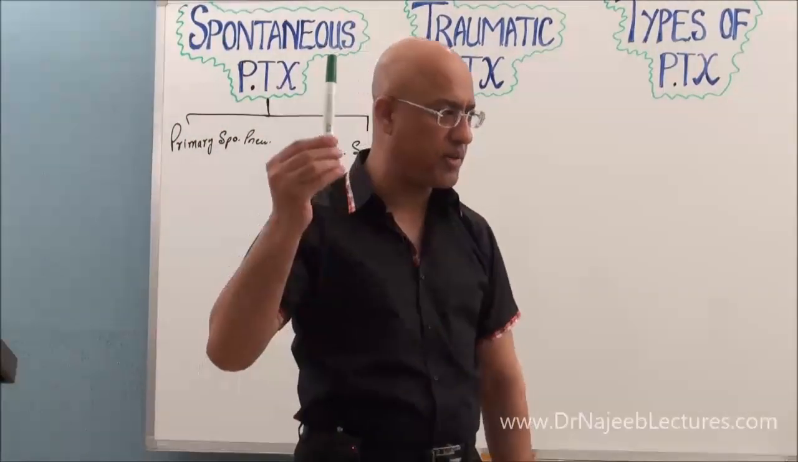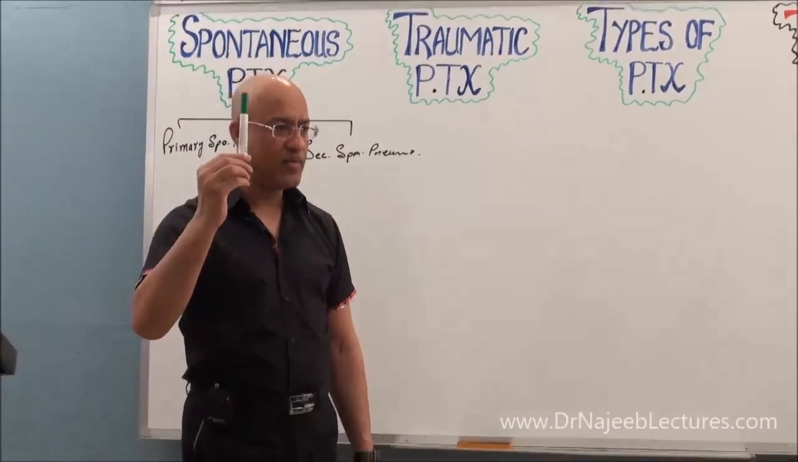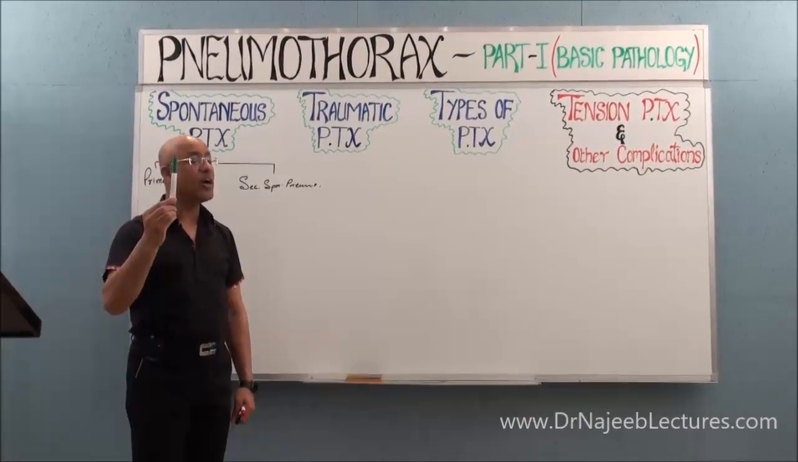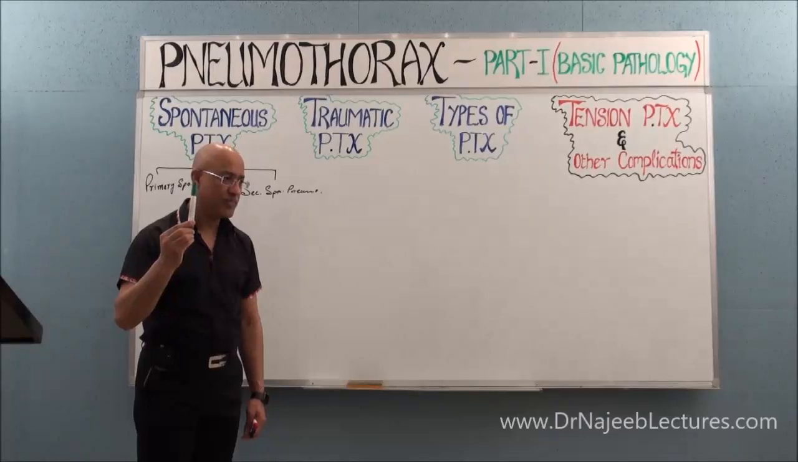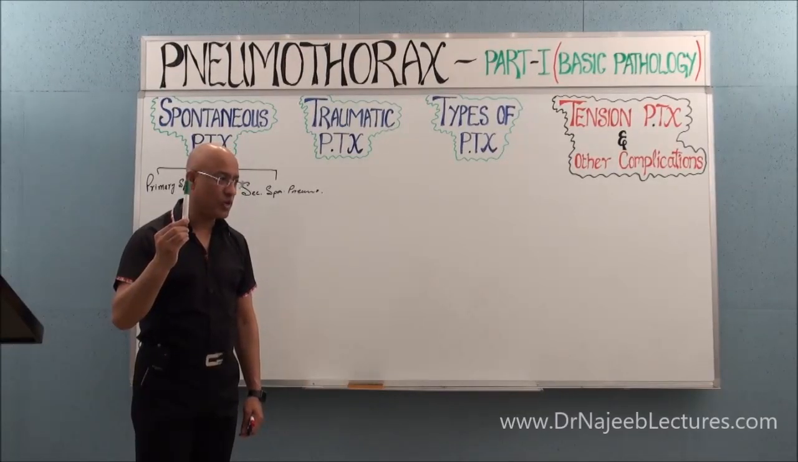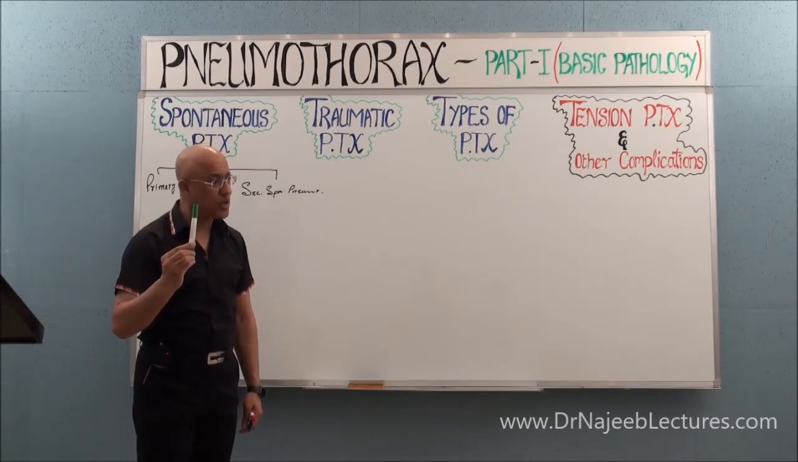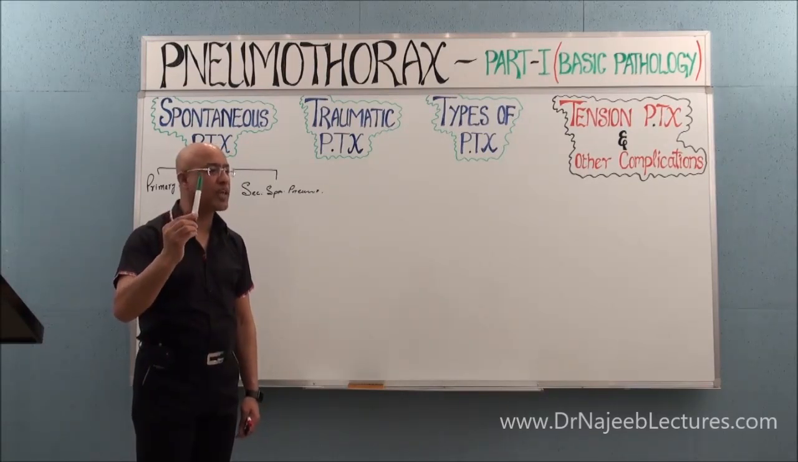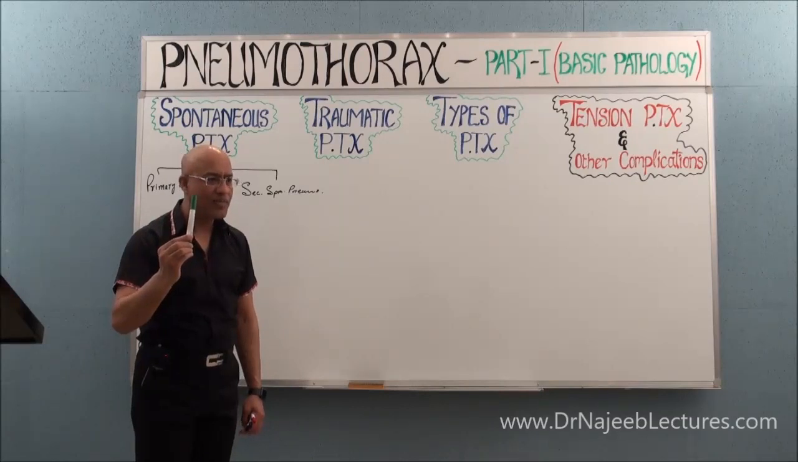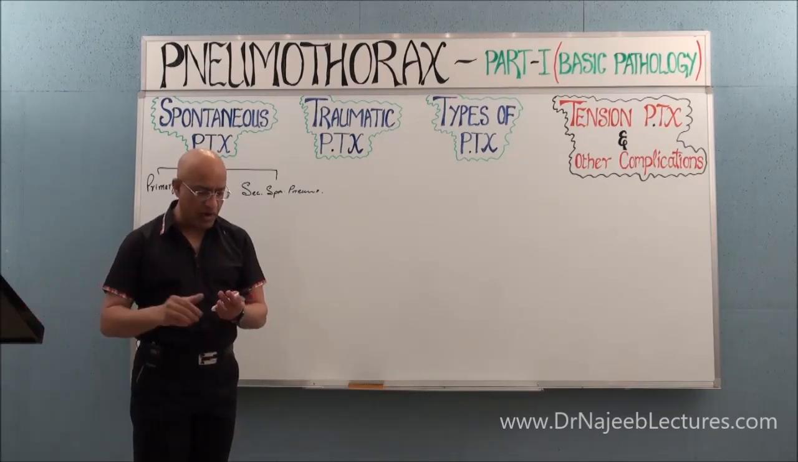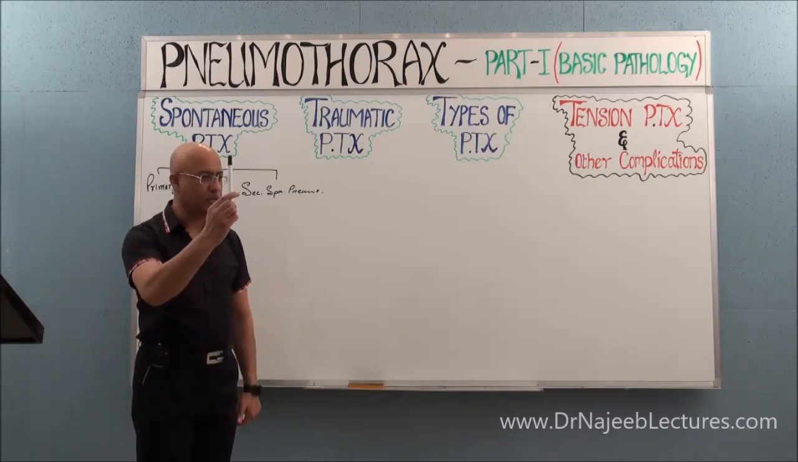For example, this is my patient. This patient suddenly developed pneumothorax, and there is no underlying lung disease. We say it is primary spontaneous pneumothorax or idiopathic. It was previously considered idiopathic spontaneous pneumothorax. And then I talk about the second patient.